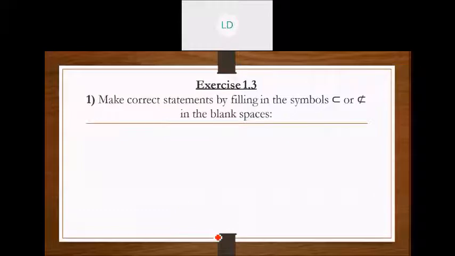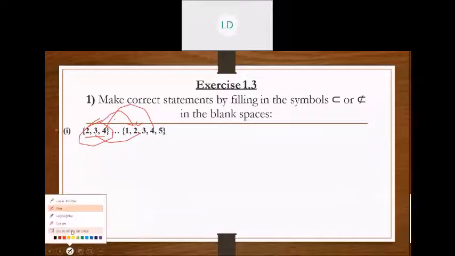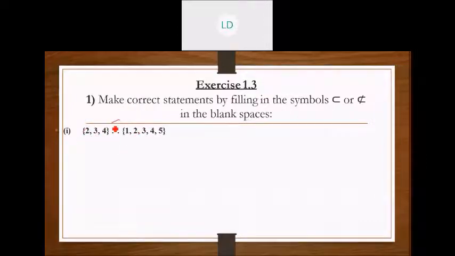Now exercise 1.3: make correct statements by filling the symbols, subset or not a subset. So {2, 3, 4}, is this a subset? Here we have to check whether the elements in the smaller set are there in the bigger set. So 2 is there here, 2 is there. 3 is there here, 3 is there. 4 is there here, 4 is there. Therefore, all the elements of the smaller set are there in the bigger set. So this is the subset.